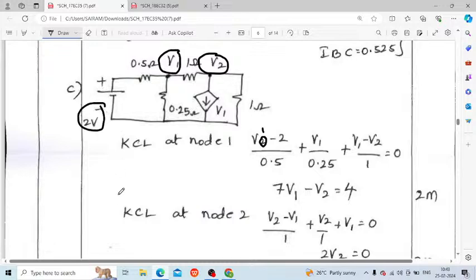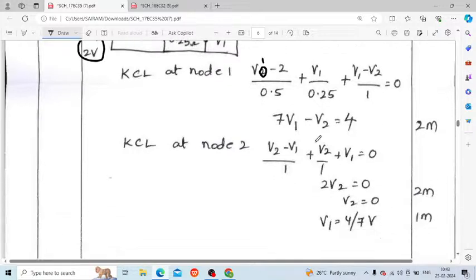and 2 divided by 0.5. Right? And this is plus V1 by 0.25. I told you the same. This is V1 minus V2 by 1 which is equal to 0. Now if you solve this you get 7 V1 minus V2 is equal to 4. What I told you is, you have to do 1 divided by 0.5 first. So if you do 1 divided by 0.5, let's do that.